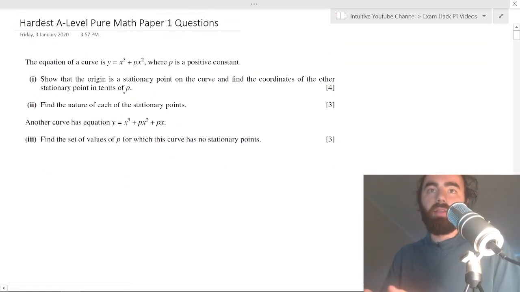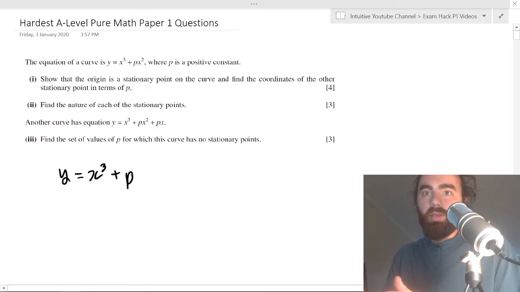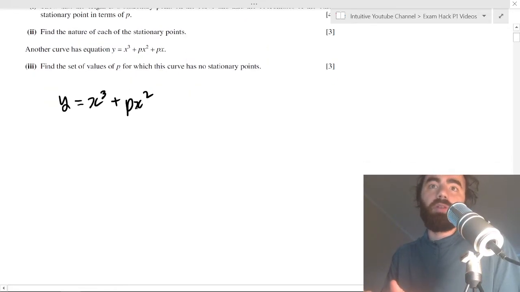Anyway, let's jump right into it. With this first question, we're given this equation, y equals x cubed plus px squared, where p is a positive constant. Show that the origin is a stationary point on the curve and find the coordinates of the other stationary point in terms of p.